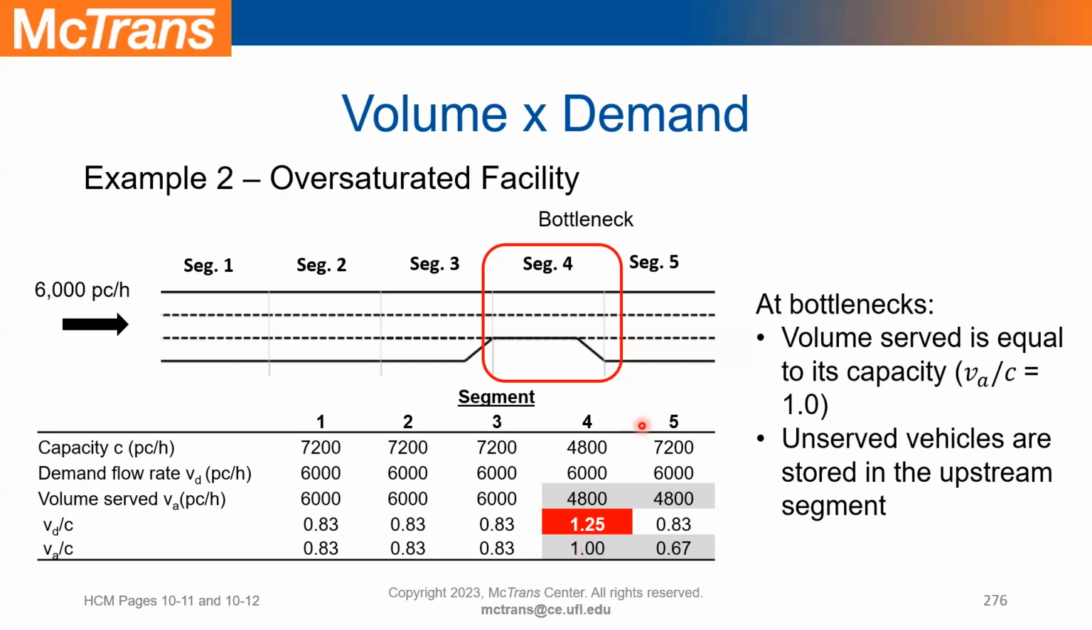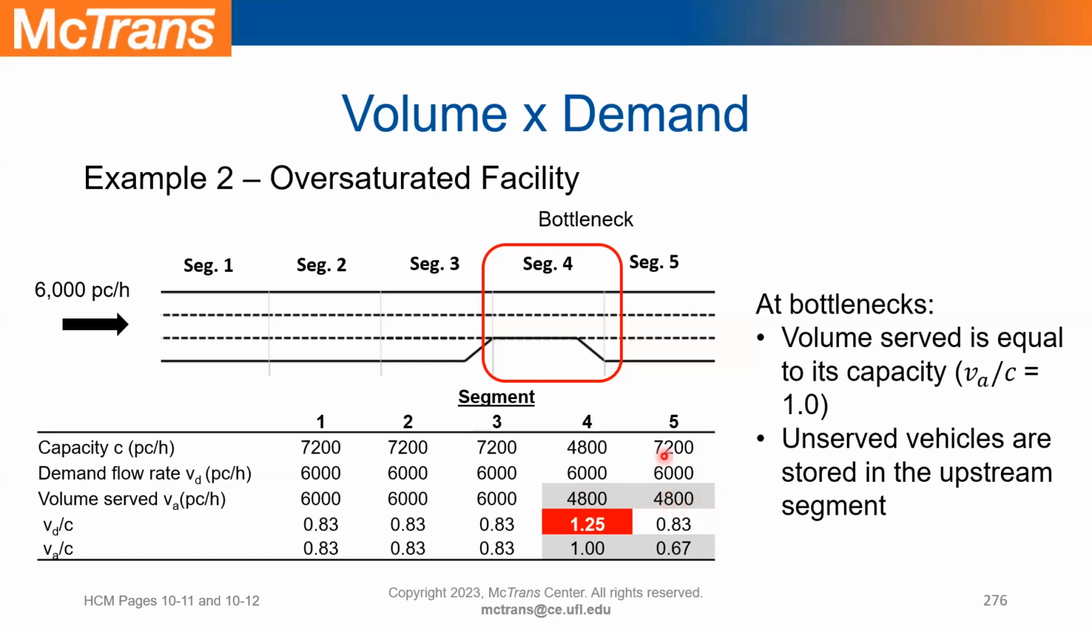Now, let's take a look into segment number 5. In segment number 5, capacity is 7,200. We have demand of 6,000, so we can serve all the demand. But we cannot do that because demand is not able to get to segment number 5 because it's being metered in the previous segment. So all that volume served that comes into segment number 5, just to that extent, they're going to be served. So volume served for segment number 5, again, is going to be 4,800.